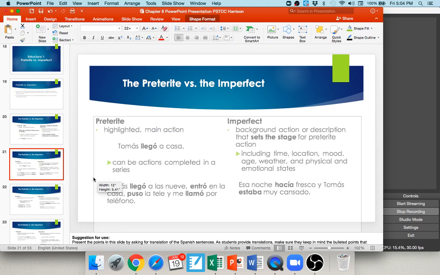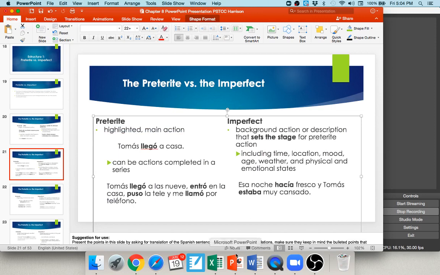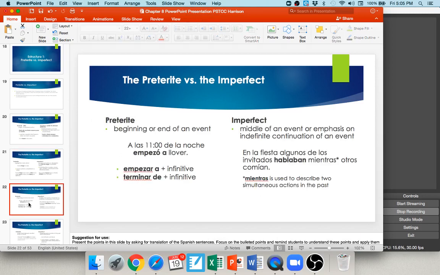All past. The imperfect, in the sense of storytelling, usually sets the stage for the preterite action. It's the background event that can be talking about the time, the location, the mood, weather, physical and emotional states. It's the background info. So if you say "once upon a time," that's going to be the imperfect, right? Whereas whatever your very specific event is probably going to be the preterite. So an example for you. Esa noche hacía fresco y Tomás estaba muy cansado. That night, it was really cool and Tomás was very tired, okay? So again, just setting the scene for you, if you will.